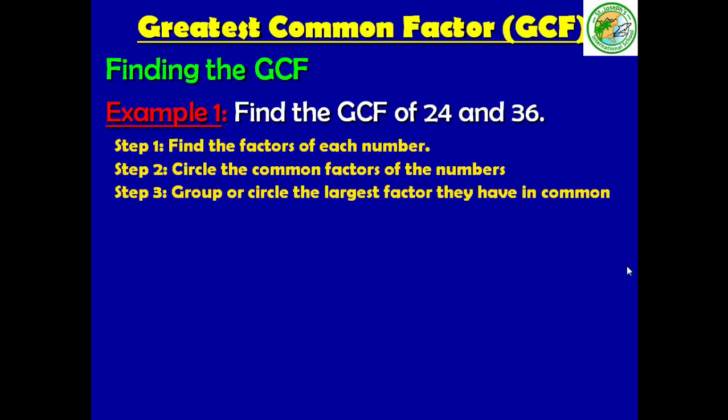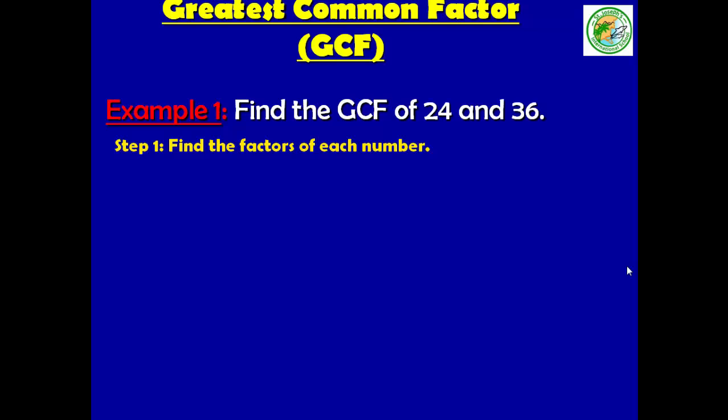How to find the GCF? For example, I have to find the GCF of 24 and 36. We have 3 steps to do. Step 1, find the factors of each number. Step 2, circle the common factors of the numbers. And step 3, group or circle the largest factor they have in common.